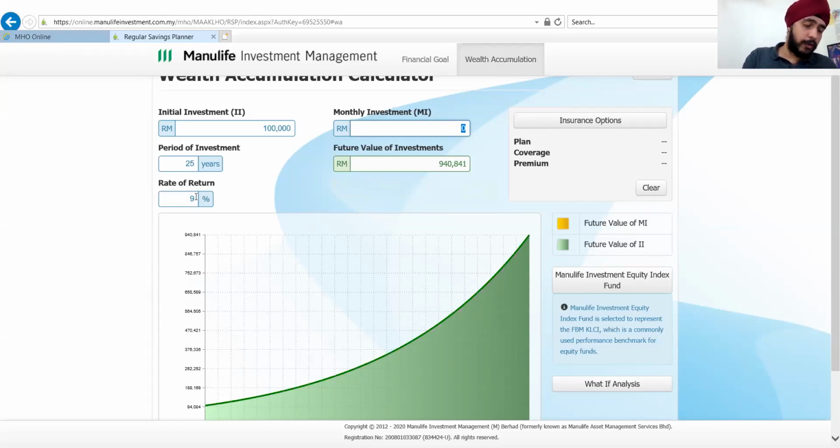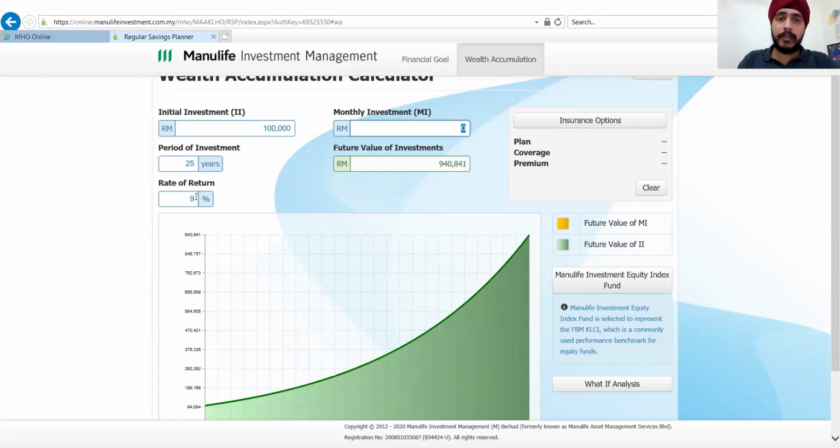You started off at 3% FD rates at $210,000, guys, and now we're looking at $940,000 over 25 years. That is a difference of 730,000 ringgit. It's huge. $730,000. If you don't like that, just give it to me. You know what I mean? But that's the reality of things.